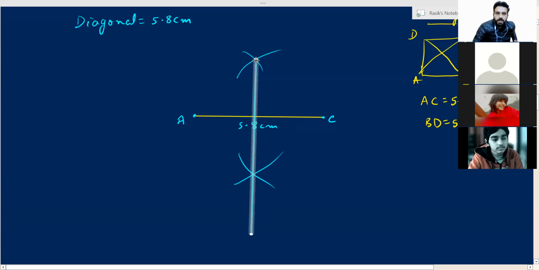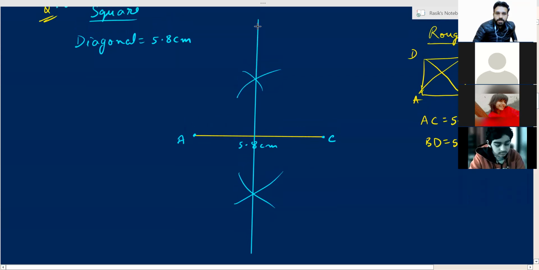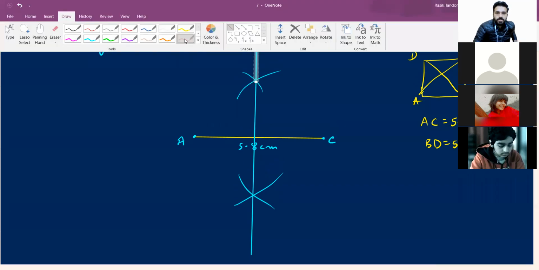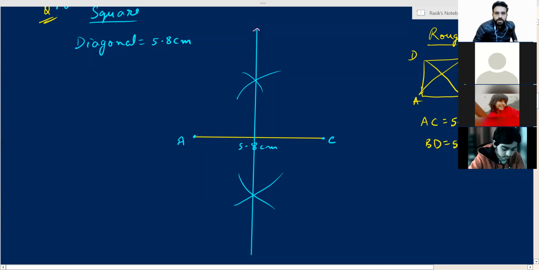This is a line segment which is perpendicular to AC and it is bisecting AC, both the things. Can you see what is the angle here between the two line segments? Between the two lines? 90 degrees. And do you know that AC is bisected? That means it is divided into two equal parts. So you can name this point as O. This is the intersecting point of both the diagonals.